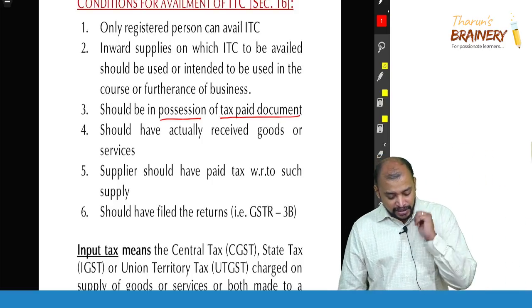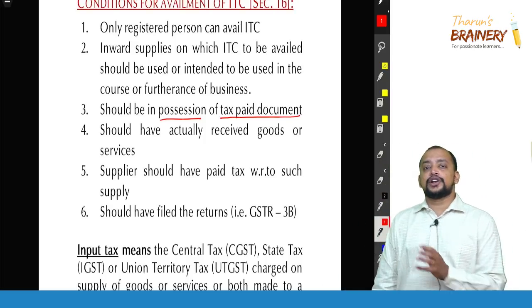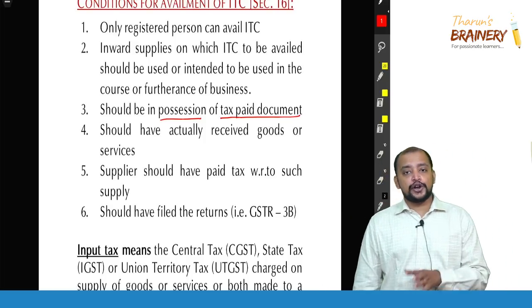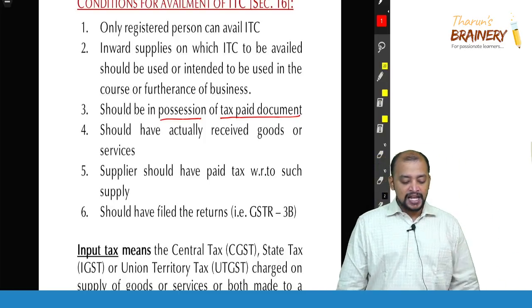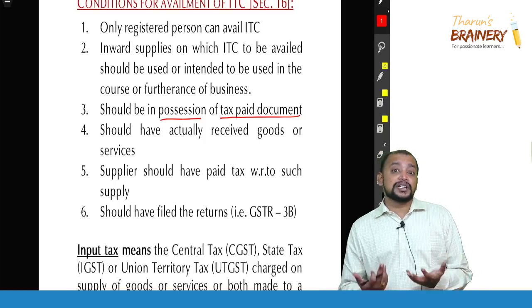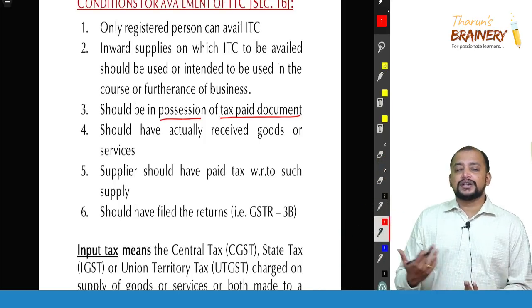Say the invoice is in the month of July, but the goods are received in August. Should I take credit in July or August? I can take credit only in the month of August. I cannot take credit in the month of July. And should have actually received goods or services, both. So services also should be received.